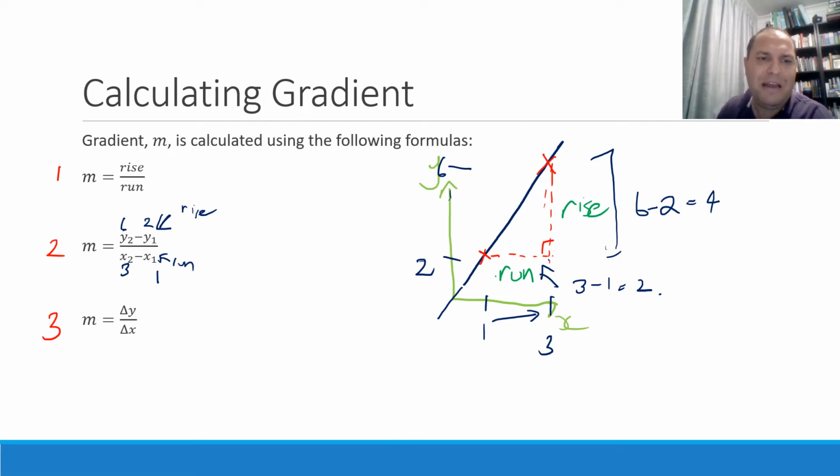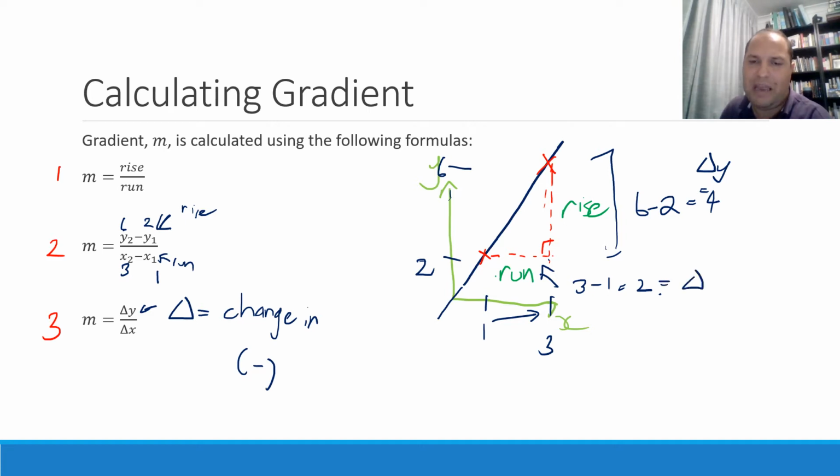This last formula is basically the same as rise over run, it's the same as these two. Delta is a Greek letter. In science and maths, it means change in. And in this case, change in means subtract. So the change in our y coordinate, we started at 2, finished at 6, the change in our y coordinate is 4. We've gone from 2 up to 6. In the same way, the change in our x coordinate, we started at 1, we finished at 2. The change in our x coordinate there is 2.